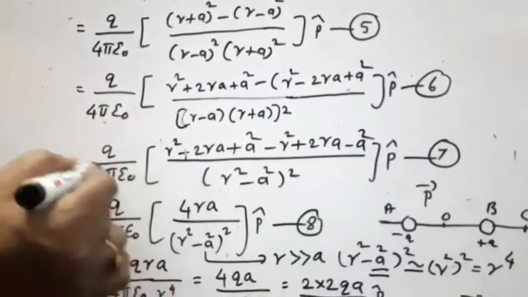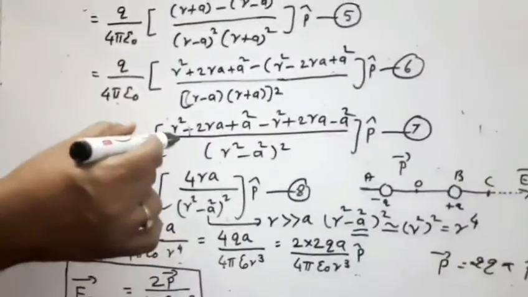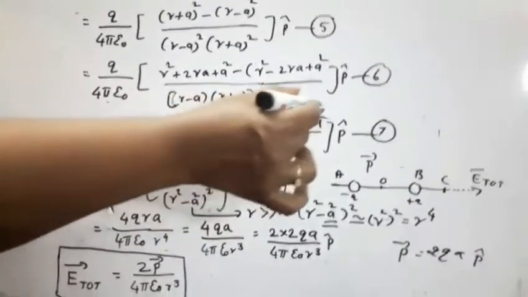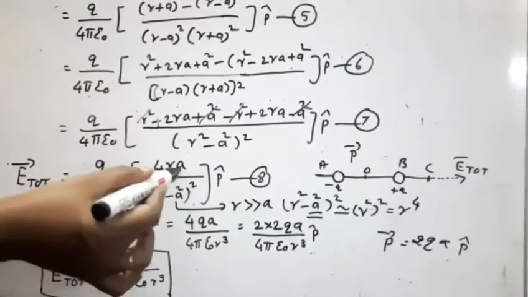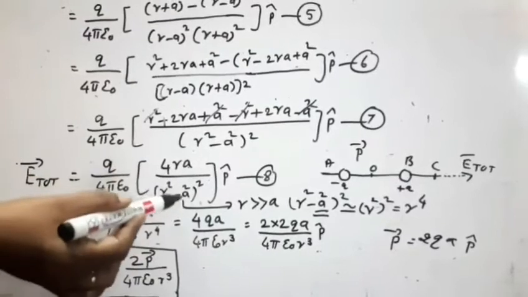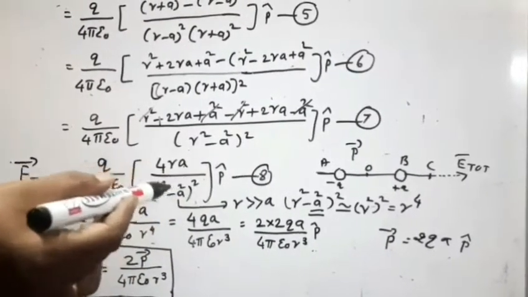And next, E total we have to calculate, that is Q by 4 pi epsilon naught. In the numerator, R square minus R square cancel, a square minus a square cancel. So the remaining value is 2Ra plus 2Ra, totally 4Ra. Therefore, over (R square minus a square) whole square, P cap. This is the final equation.